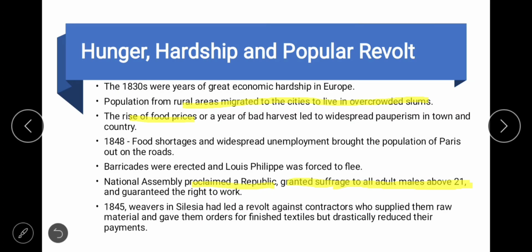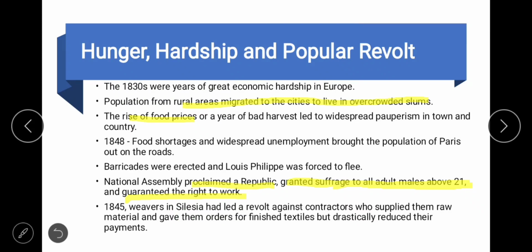Even here, women were not given the suffrage. It was only for males above 21, so even here we can't call it universal suffrage. And what else did the National Assembly do? It guaranteed the right to work.